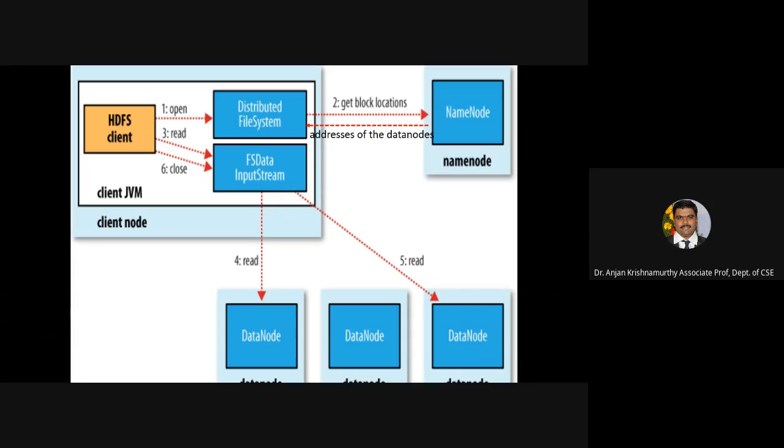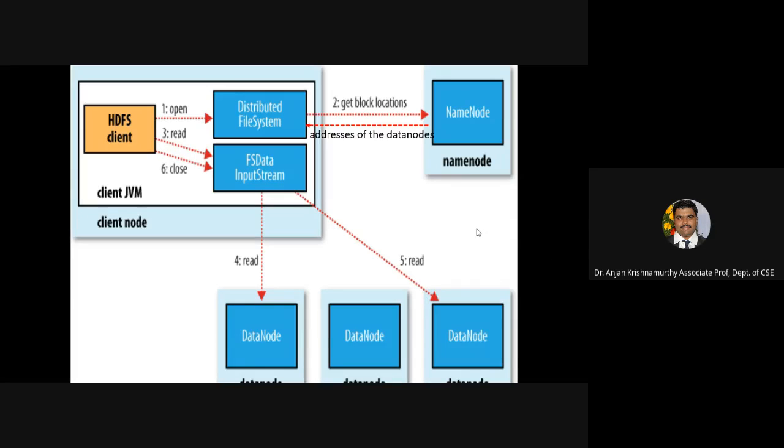Looking at the diagram, you can see that there is an HDFS client which makes a request for opening the file. The distributed file system gets the addresses of the data nodes where the file blocks are allocated and saved. Then the HDFS client initiates a read operation. This read operation, which is initiated through the class FS data input stream, places the read request onto those particular nodes whose addresses are given by the name node. After the reading is completed, the client closes that particular channel. So this is something that we had in the last class.